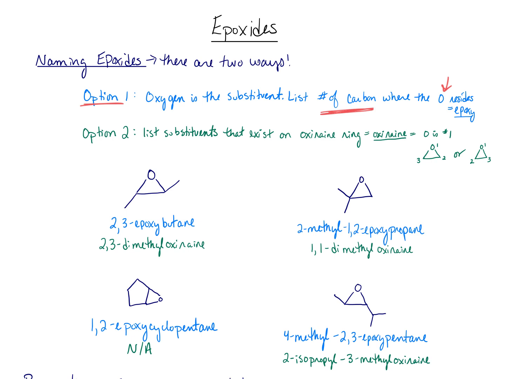Note that you cannot name that in the other convention. And finally, we have a longer chain here. So we have 1, 2, 3, 4, 5. Again, your epoxy gets the lowest possible number. So the numbering starts from over here to give the 2 on the epoxy the lowest number, versus the 2 going to the substituent here. That gets the lowest number. So 4-methyl-2,3-epoxy pentane is how we're going to name that one.